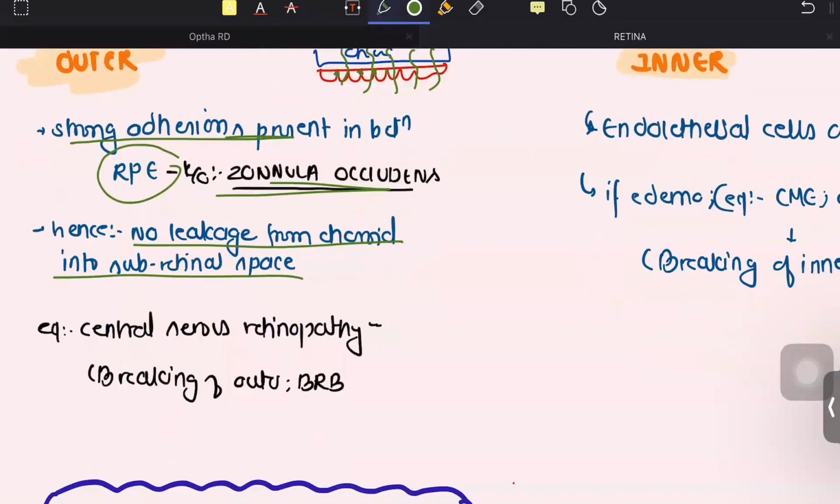If there is a breakage in this outer blood retinal barrier, then there will be leakage of fluid from the choroid into the subretinal space, and that is called central serous retinopathy. So if you are asked which blood retinal barrier is broken in a disease called central serous retinopathy, then that is your outer blood retinal barrier.